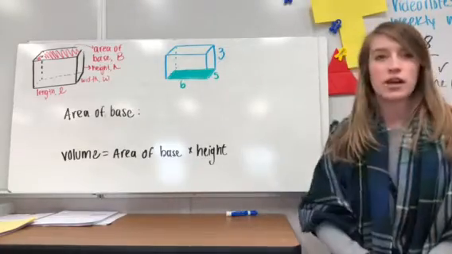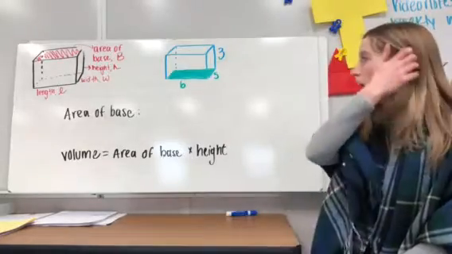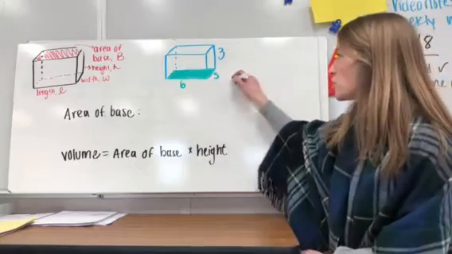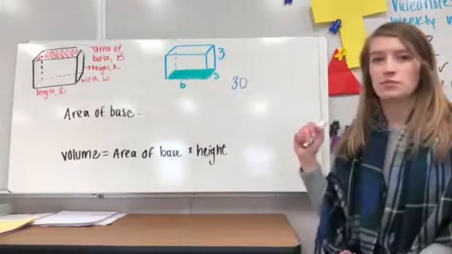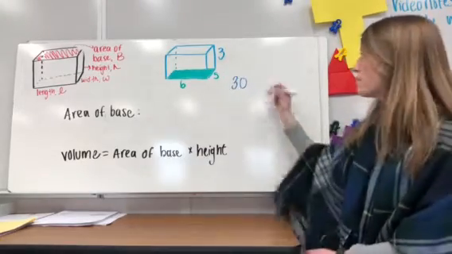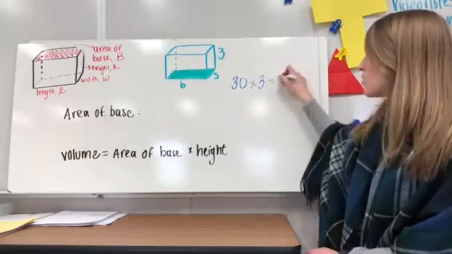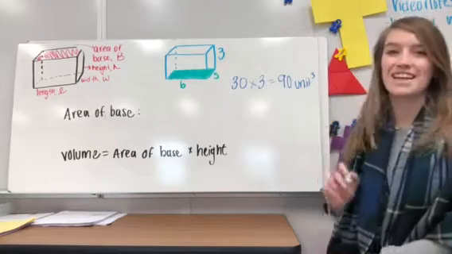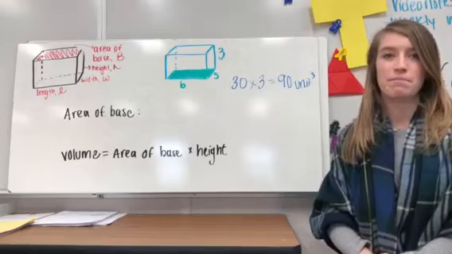If we're looking at this right here, I have a base with length 6, width 5. Length times width tells me that the area of this base is 30 units squared. A height of 3 tells me I have 3 layers of those 30 units squared. That means it would take me a total of 90 units cubed to fill this rectangular prism.